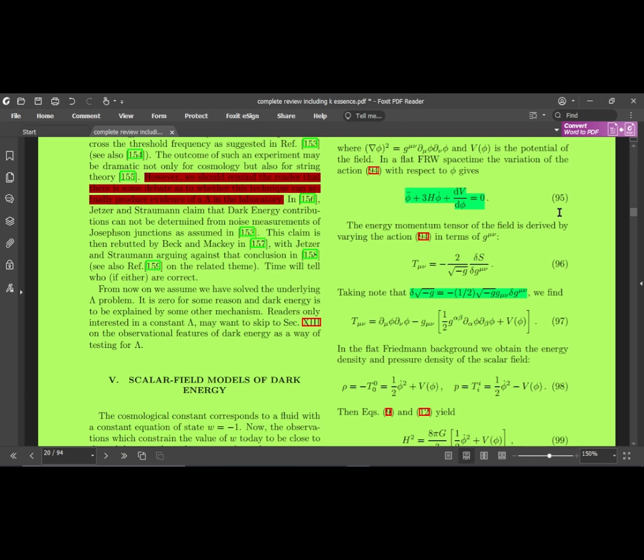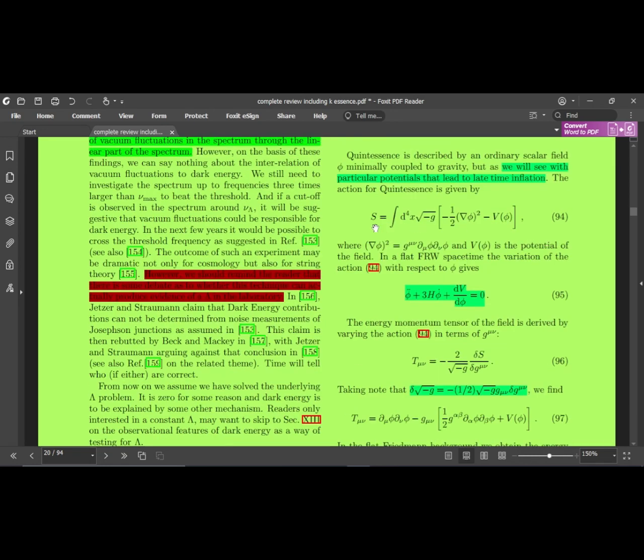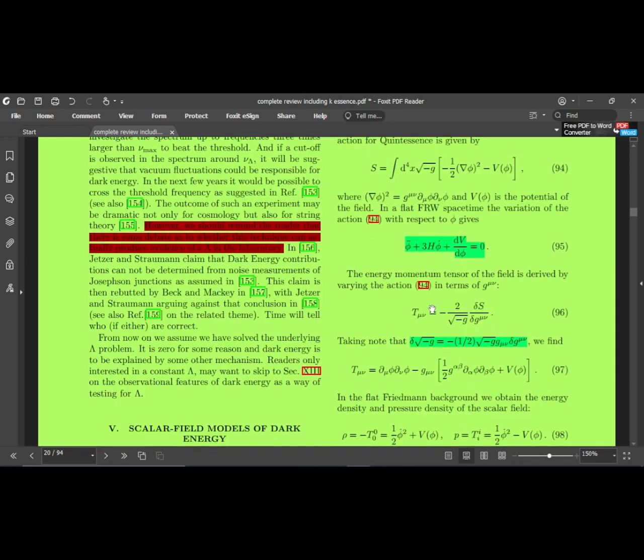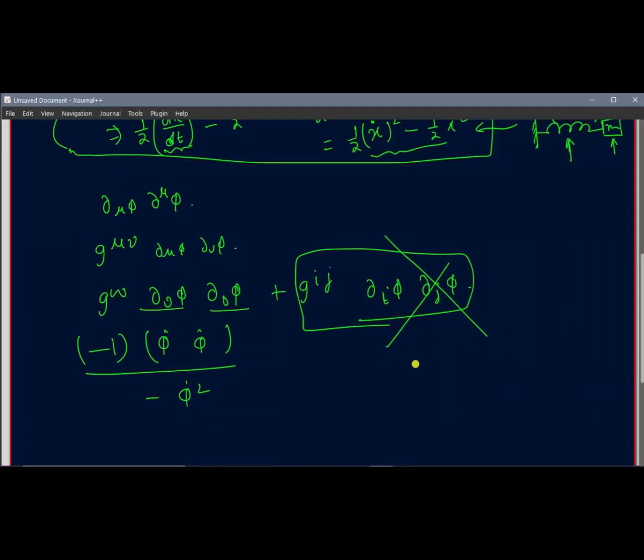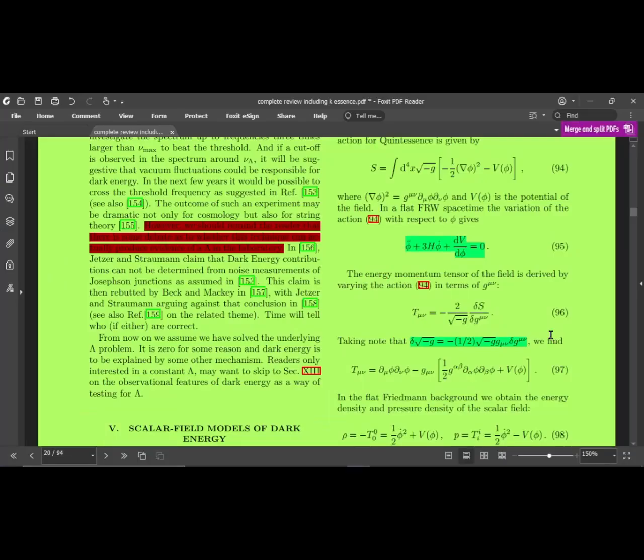So this is it. And now the energy momentum tensor of the field: if you take this action and vary it with respect to g mu nu, then you will get the energy momentum tensor of the field. This energy momentum tensor goes into Einstein's tensor, as we know from the field equation. The field equation is simply telling you that G mu nu is equal to kappa squared T mu nu. If you want to know more about it, see my previous video. You can just click on the I button and you will get everything.